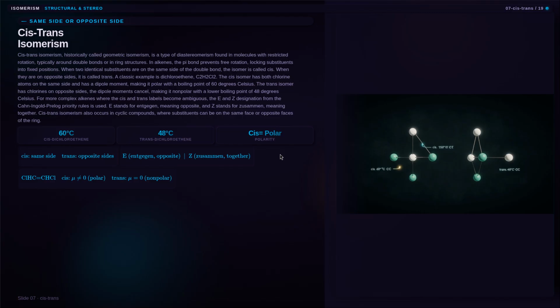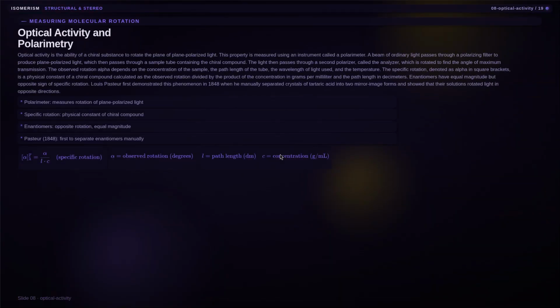For more complex alkenes where cis and trans labels become ambiguous, the E and Z designation from the Cahn-Ingold-Prelog priority rules is used. Cis-trans isomerism also occurs in cyclic compounds, where substituents can be on the same face or opposite faces of the ring. Optical activity is the ability of a chiral substance to rotate the plane of plane-polarized light. This property is measured using an instrument called a polarimeter.